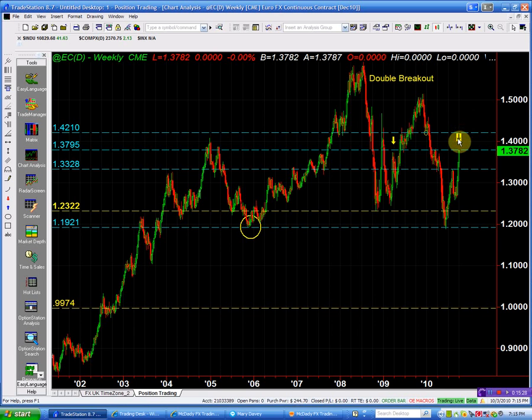So with that, we should be looking at the euro to continue to the upside and probably to test back the 142 area. And if it breaks the 142 area, we should be looking at a retest of the 150 handle.